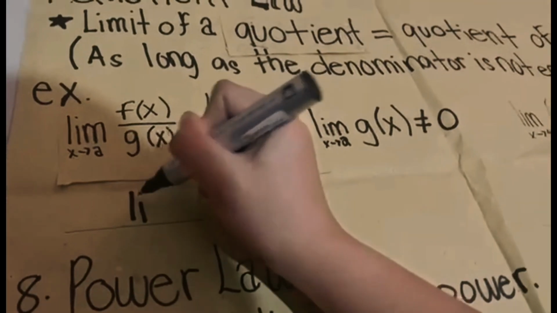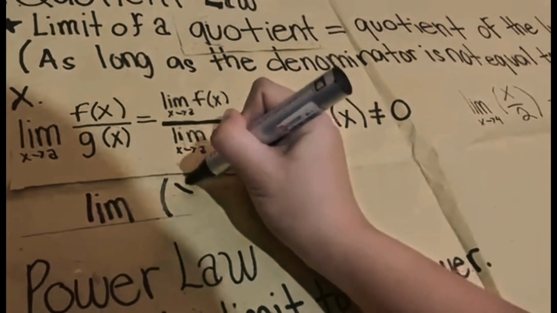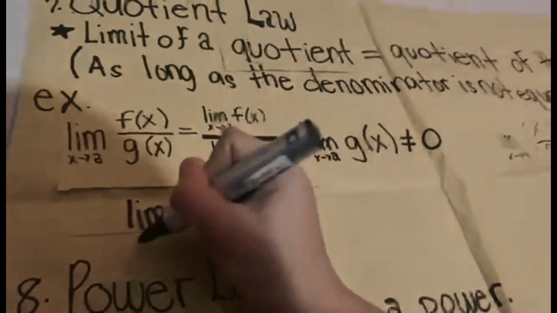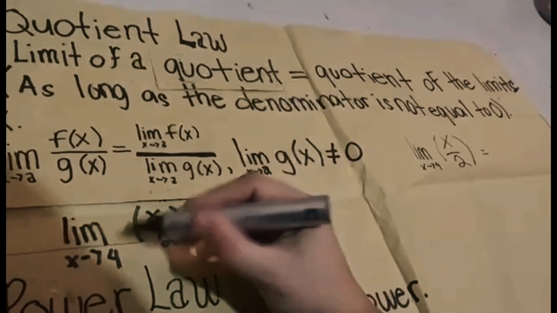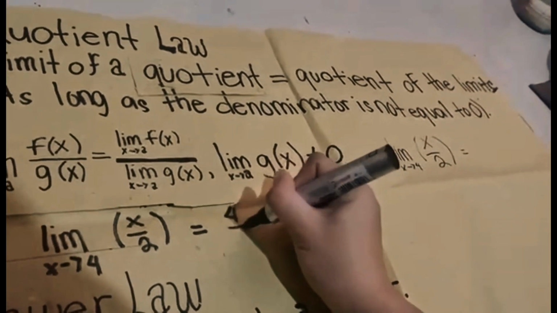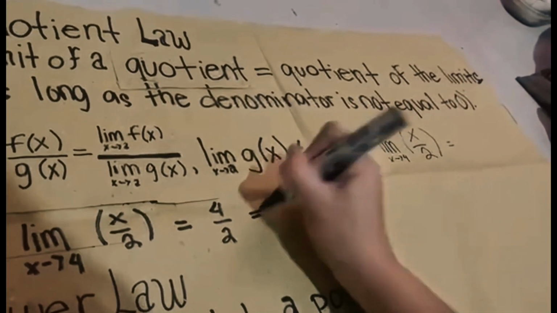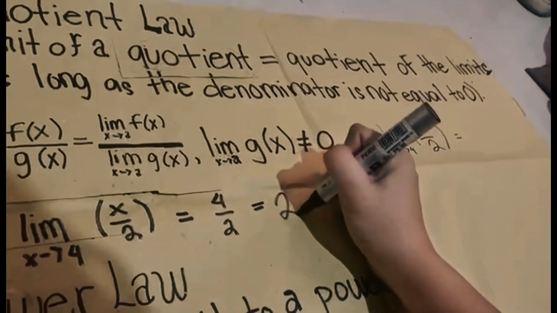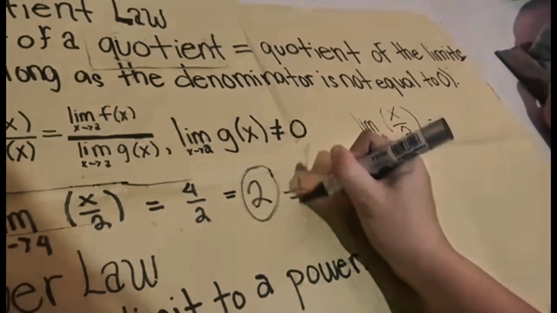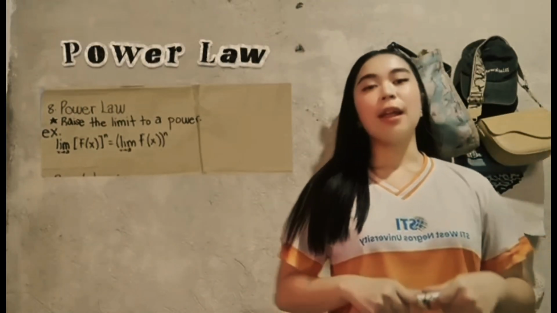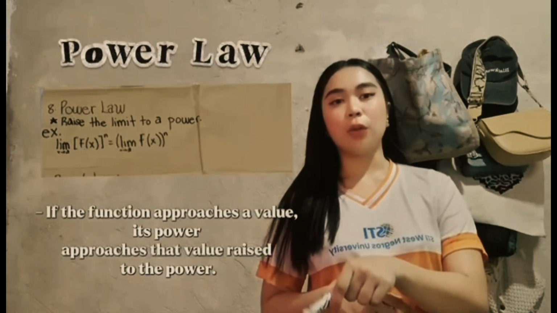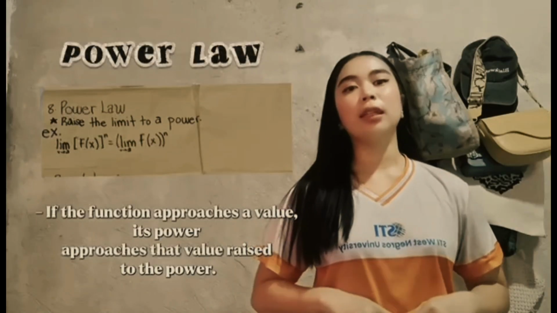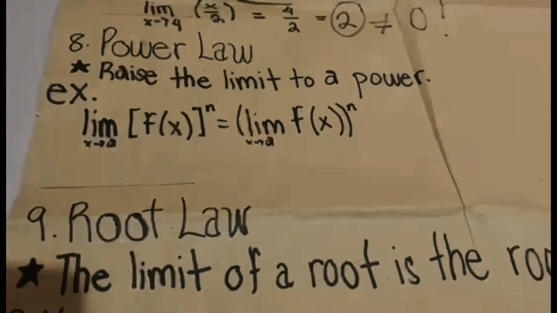So, let's have the limit of x over 2 as x approaches 4 equals, our x is 4, so 4 over 2. Now, 4 divided by 2 is 2. Our answer is not equal to 0. Correct. So for the next one, we have the power law. If a function approaches a value, its power approaches that value raised to the power. So first you need to take the limits, then apply the exponent. We have this example equation.